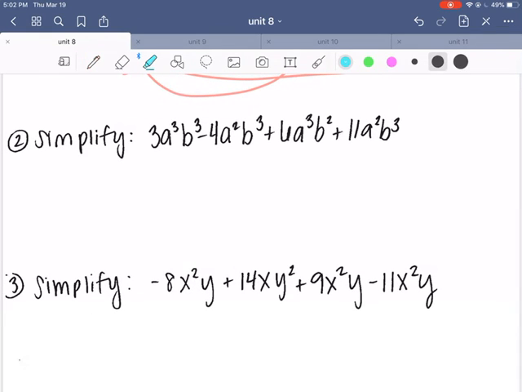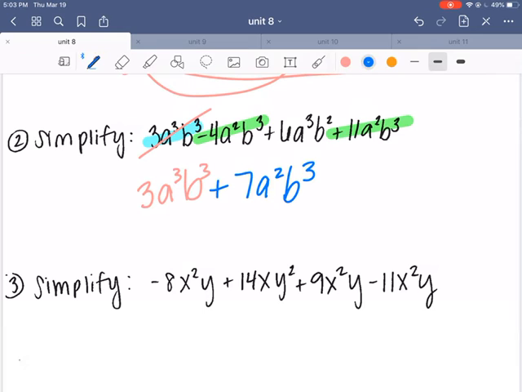I have a 3a cubed b cubed, looking for another a cubed b cubed, which I don't see. So honestly, you can go ahead and drop this in your final answer, 3a cubed b cubed. And I crossed it off because I know I've taken care of it. Moving on, I have an a squared b cubed, looking for another a squared b cubed, which I have down here. So we can combine that if you want to go ahead. Negative 4 plus 11, or 11 take away 4. We've got positive 7a squared b cubed.